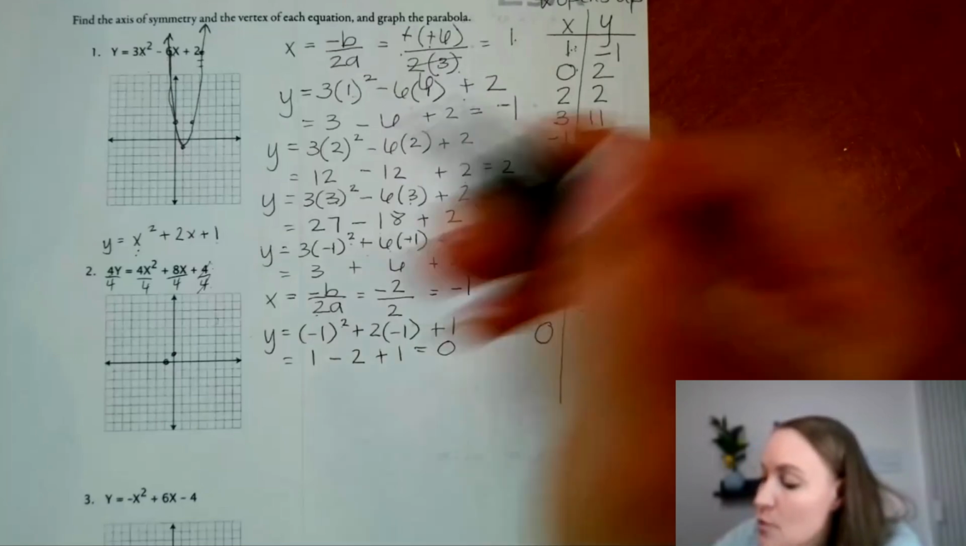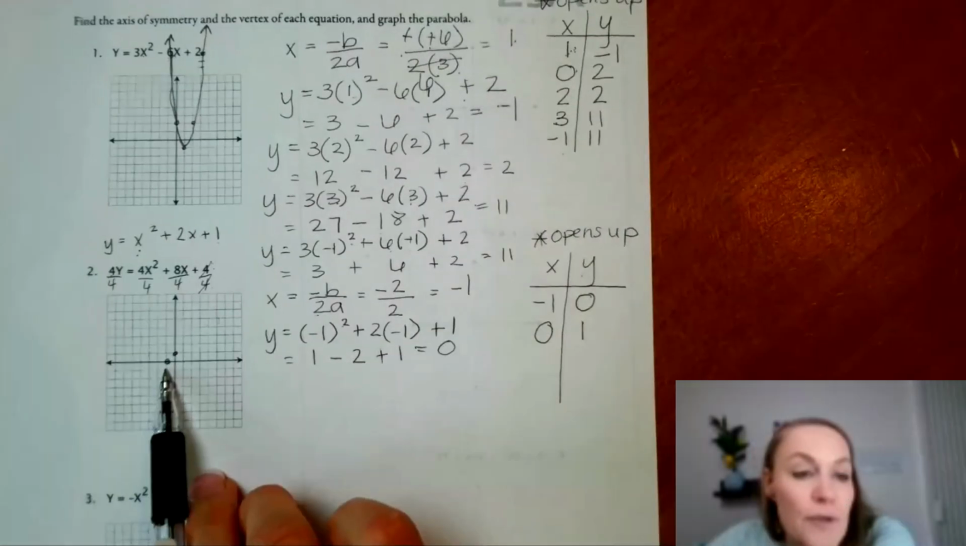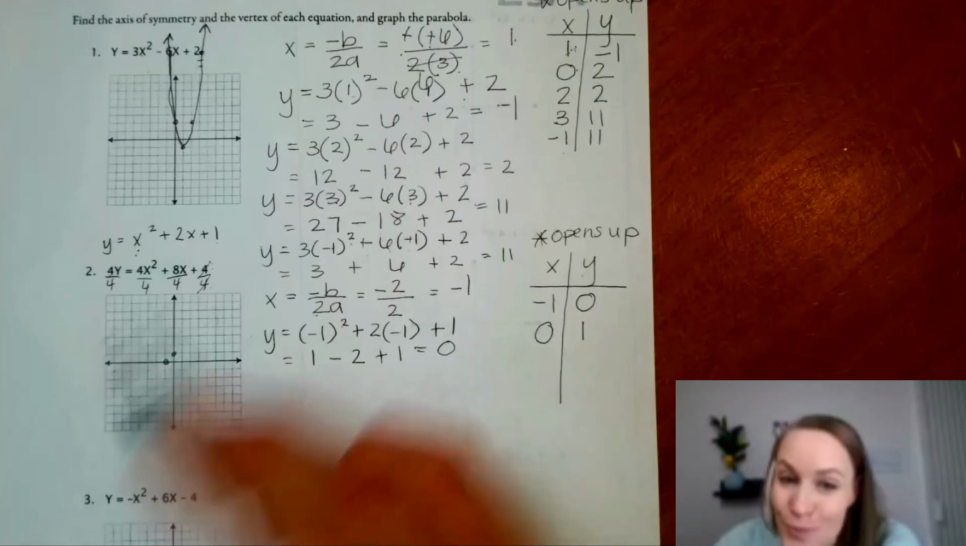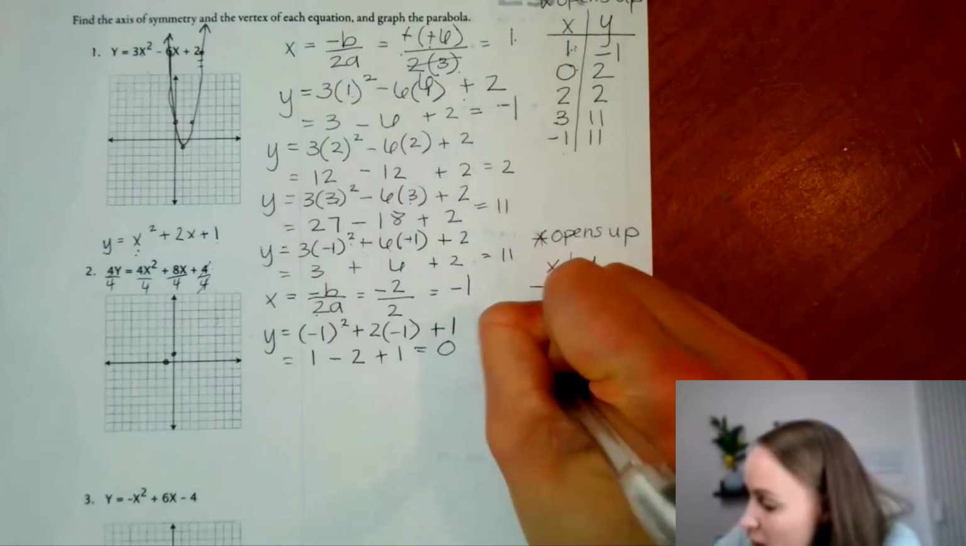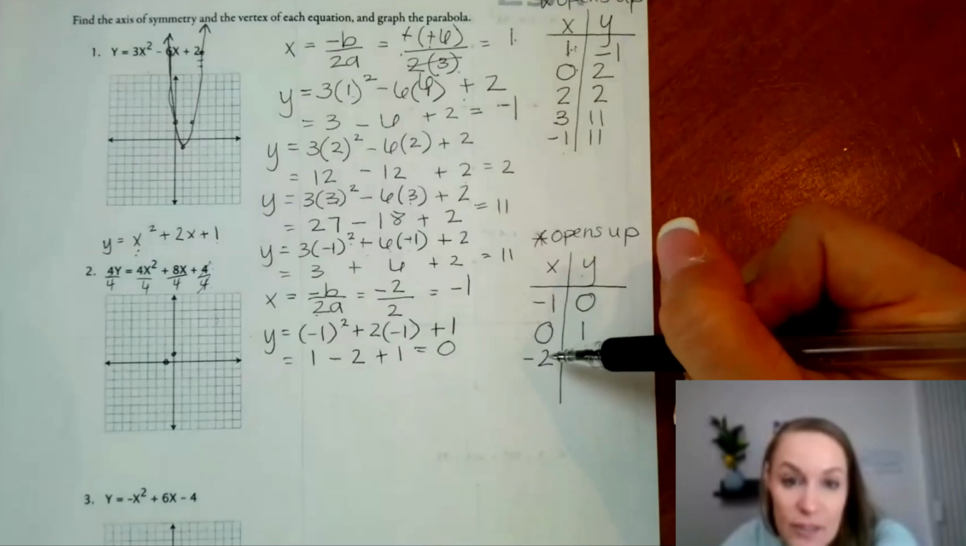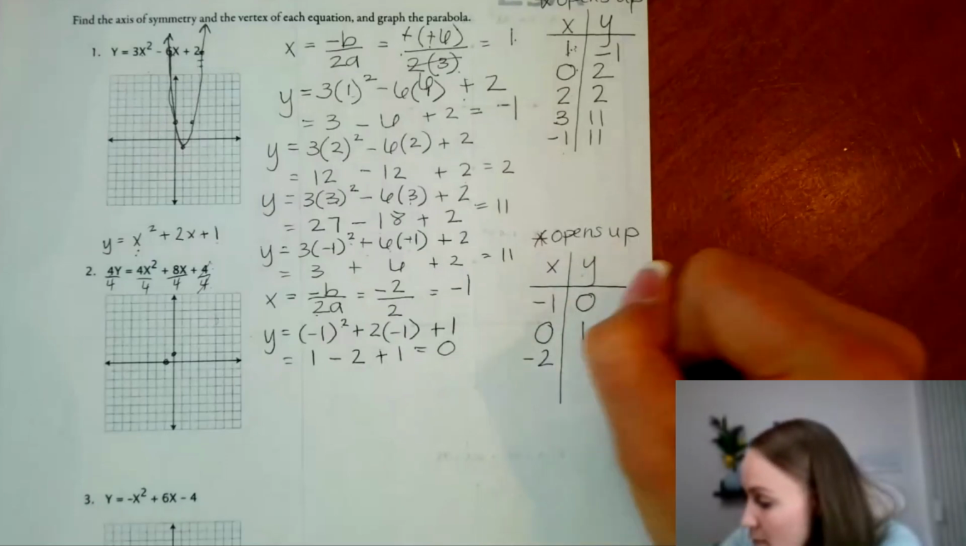Okay. So the x value that is equidistant from my vertex is going to be -2. So if I do -2, I don't even have to plug it in. I can just automatically say that it is 1.